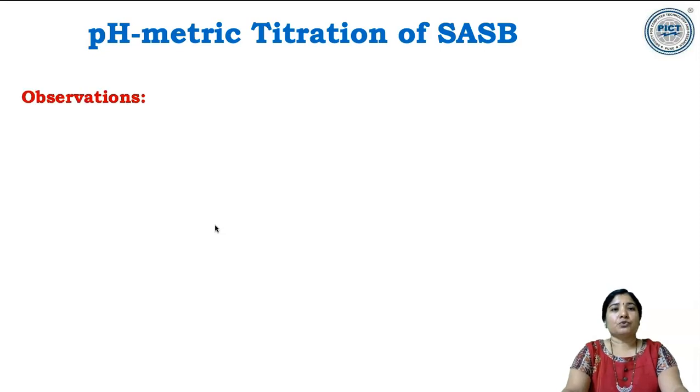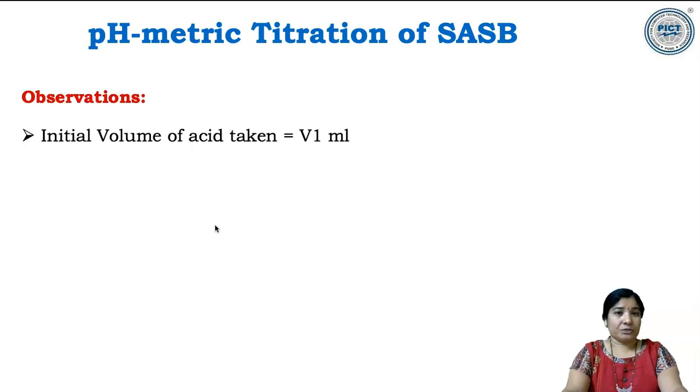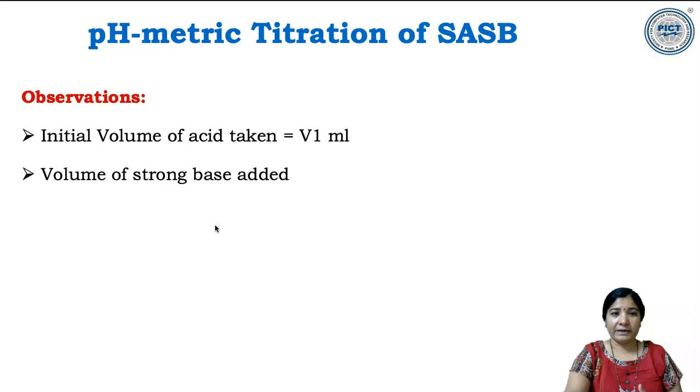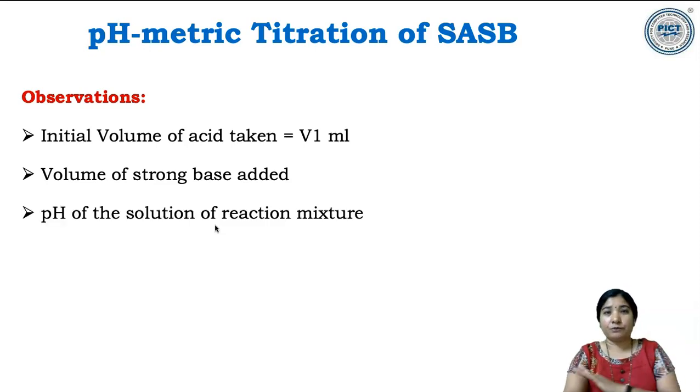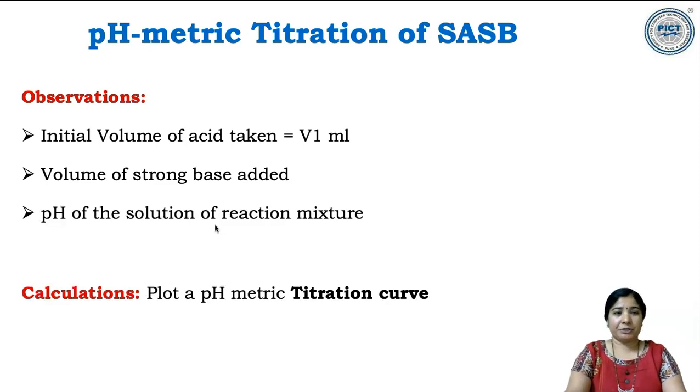So what will be our observations? Obviously, the very first observation is the initial volume of acid taken, which is V1 ml, and the volume of strong base added, let's say from 0 ml, then 0.5 ml, 1 ml, 1.5 ml, 2 ml, like that, and the corresponding pH value, right? The pH of the reaction mixture.